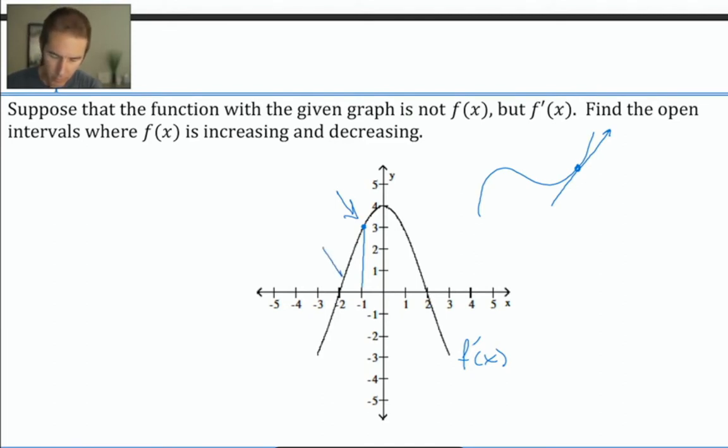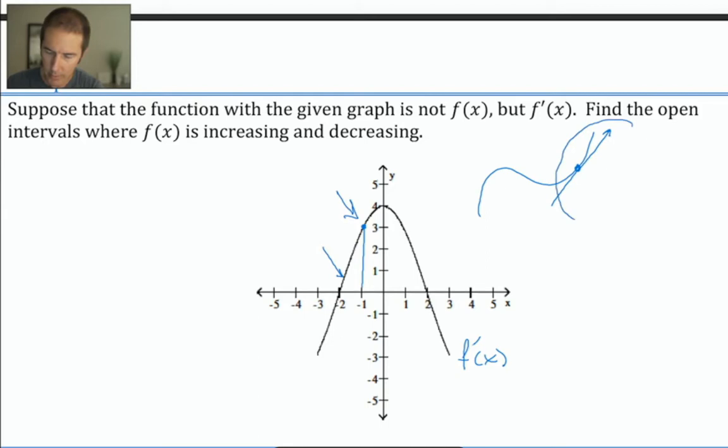When x equals maybe negative 1.7, the y value, f prime of x in this case, is still positive. So the slope of the tangent line to the original function, where x equals negative 1.7, would also be positive.